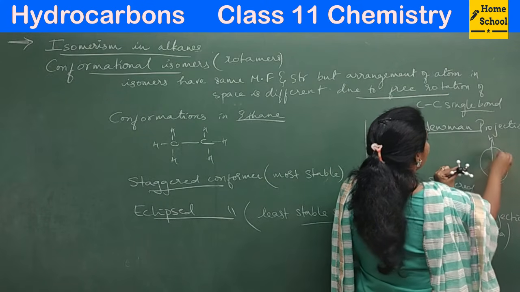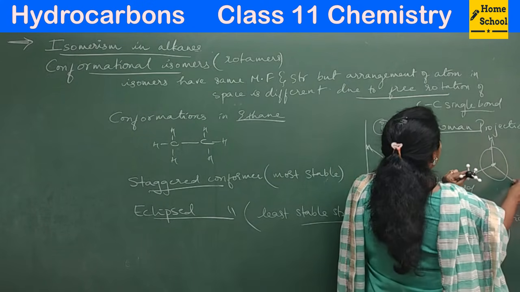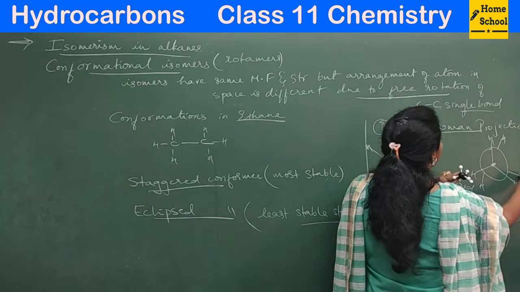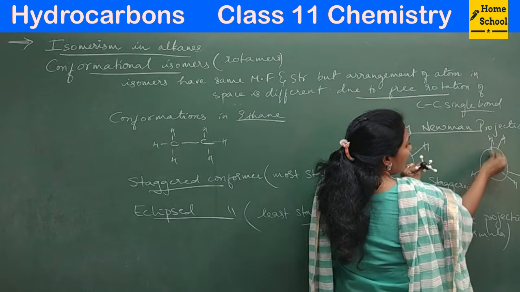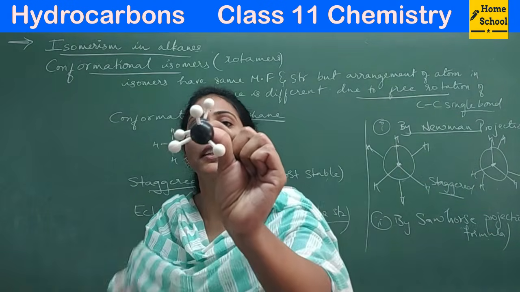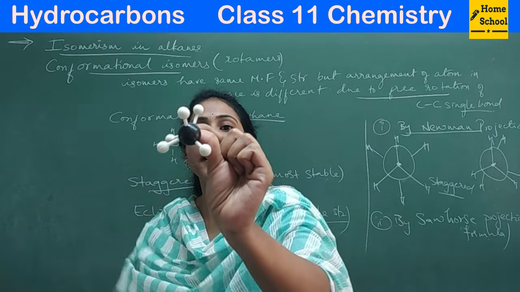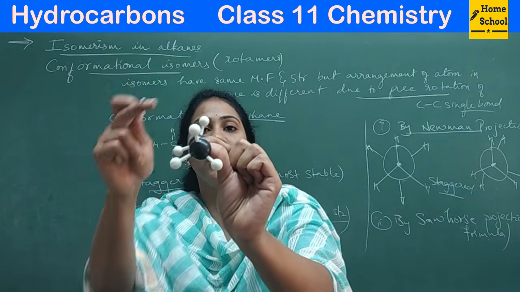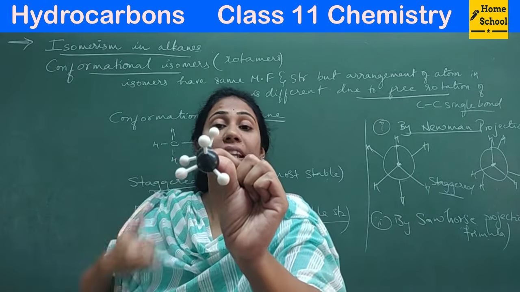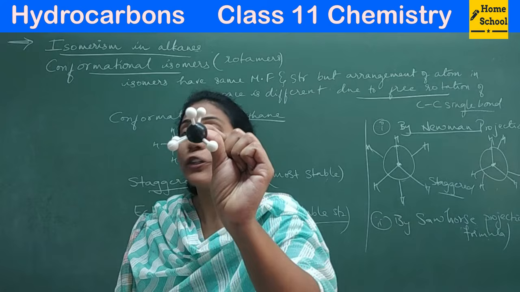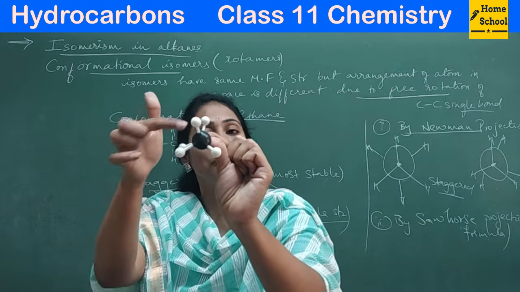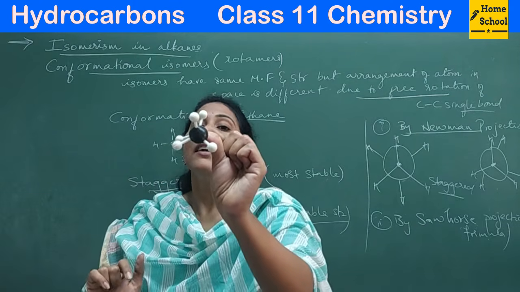So these are the hydrogens of the front carbon, and these are the hydrogens of the back carbon. You see, the distance between the hydrogens of the front carbon and back carbon is very little. Like you observe here, from your angle, the distance between this ball and this ball is very, very little, isn't it? So if the distance is very little, the bond interactions are too high, and the structure becomes less stable. So this conformer is called eclipsed.